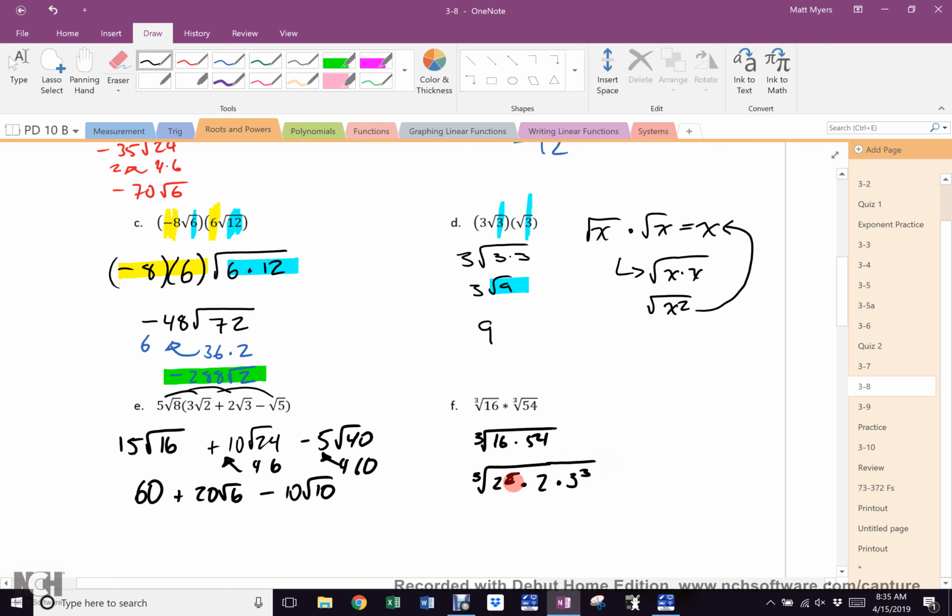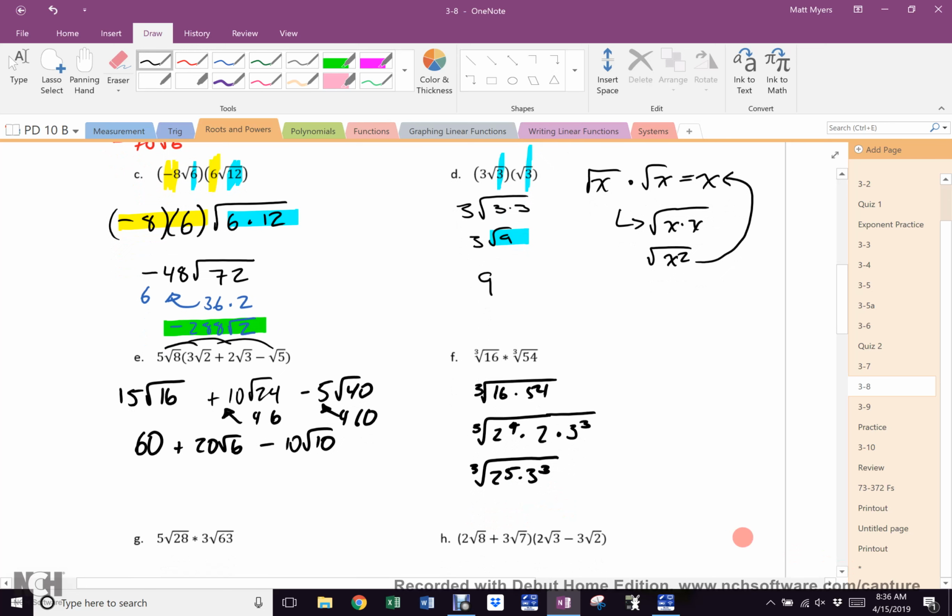Oh, it's not 2 to the fifth. It's 2 to the fourth, sorry. But everybody's cool? Now, 2 to the fourth and a 2 gives us what? 2 to the fifth times 3 to the third, right? I'm looking for groups of 3, yeah? So I can get out a 2, I can get out a 3, and I left 2 squared under there. 2 times 3, 6 cube root 4. You'll get the same answer.